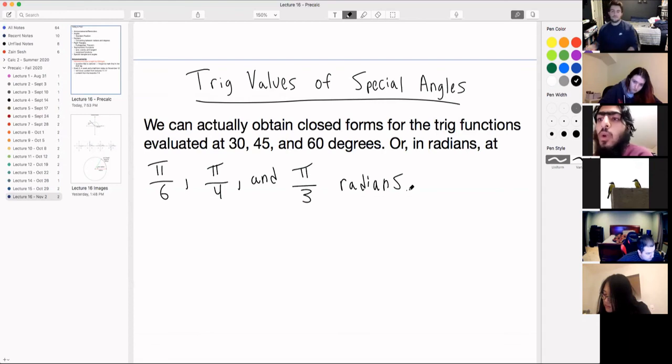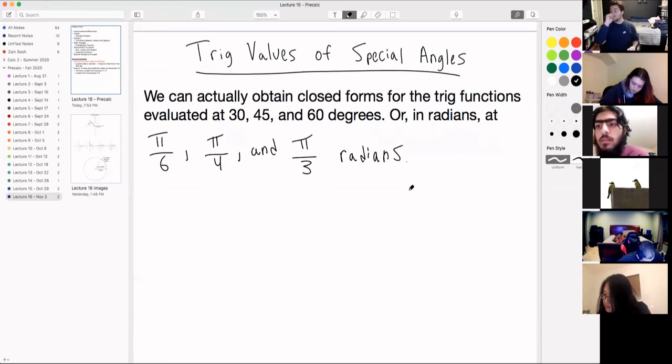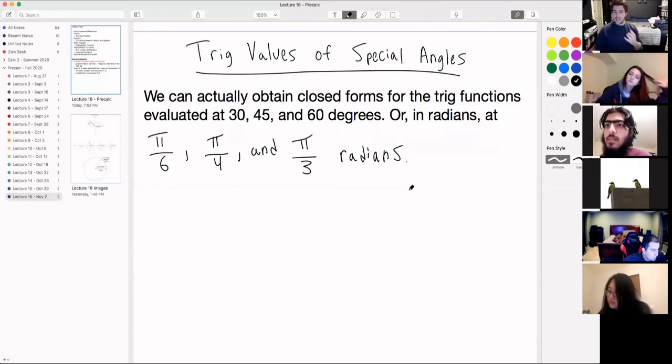When you say closed forms, what do you exactly mean? Okay, by closed form, I mean it's not going to be a never-ending decimal. It's just going to be a nice number. Some of them will be irrational, but we're going to be able to write it in a nice closed form, like the square root of 3 divided by 2. That's a closed form, as opposed to writing it out in a nasty, never-ending decimal expansion. That's what I mean by closed form. It's just going to be a nice expression.